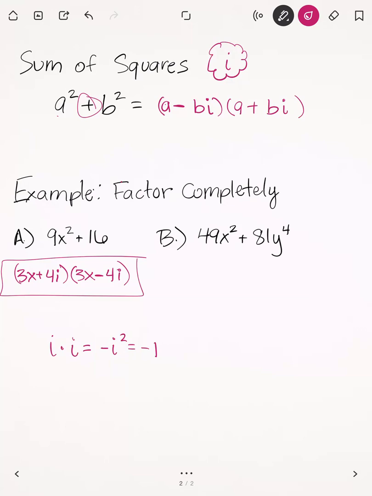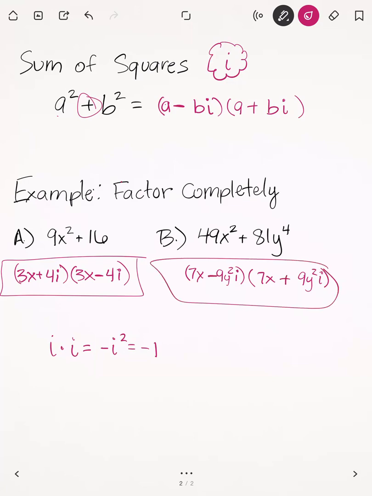So looking at letter B, again, I'm just going to factor it real quick. Square root of 49x squared is 7x, 7x. Square root of 81y to the fourth is 9y squared. I'm going to go ahead and put the i there. 9y squared i. 1 plus, 1 minus, done. That's all there is to factoring a sum and difference of squares.